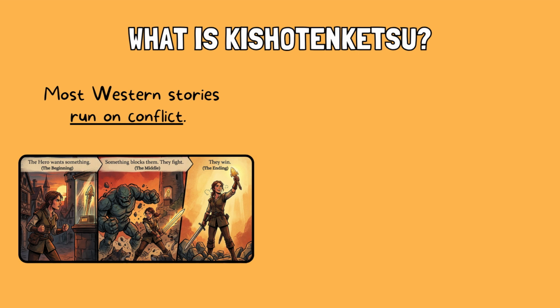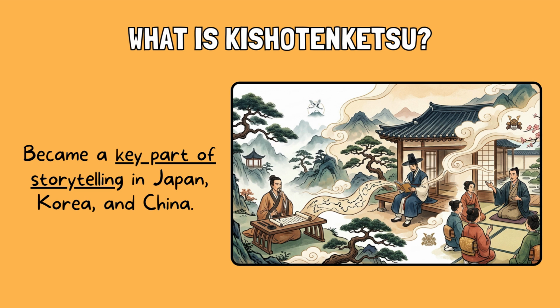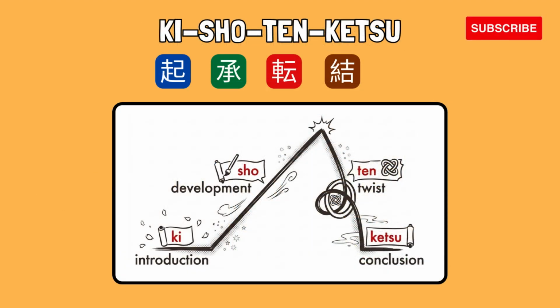Most Western stories run on conflict. Someone wants something, something blocks them, they fight to win. That's the engine. Kishotenketsu works differently. Instead of conflict, it runs on contrast and revelation. It originated in classical Chinese poetry and became a key part of storytelling in Japan, Korea, and China. It's built around 4 stages, and the word Kishotenketsu is actually a combination of all 4 of them. Let's walk through each one.